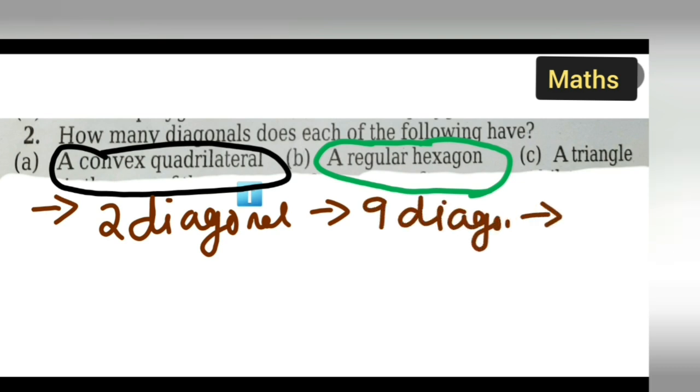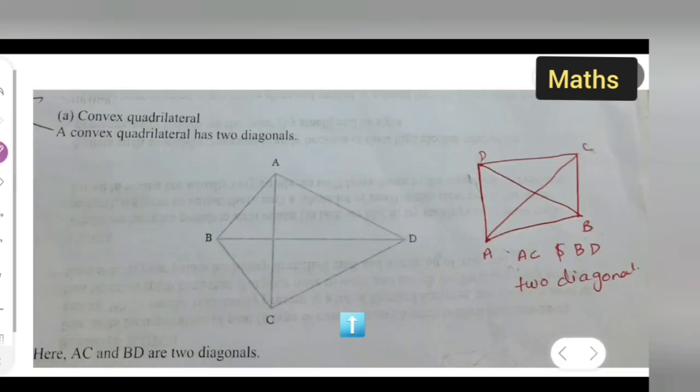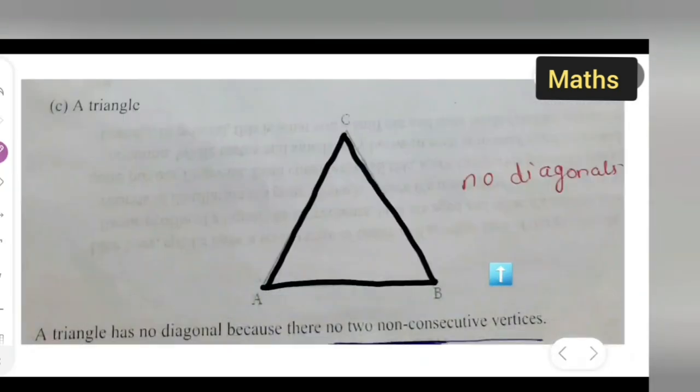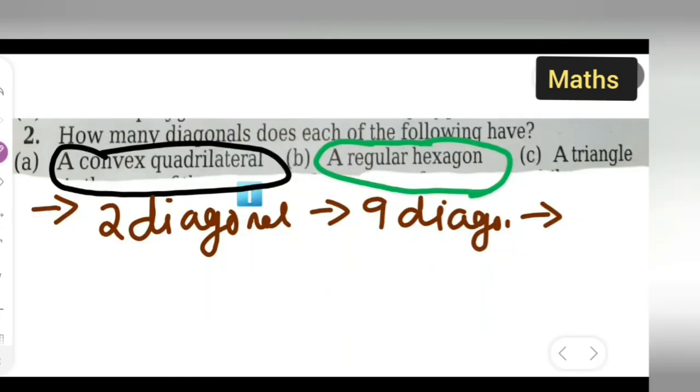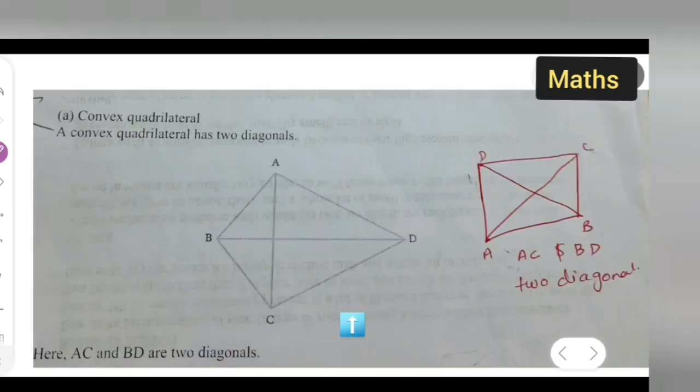Okay, let us see here for a triangle. For a triangle, we know that a triangle has no diagonal, because no 2 vertices are non-consecutive. Okay, so basically what will be your answer? No diagonal. Okay, so I can take down all of this.